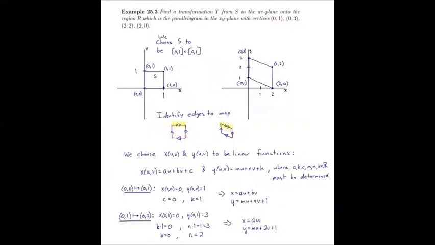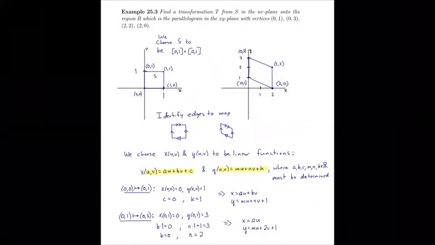We would prefer and hope to find a linear transformation for each of x and y. We want x and y to be linear functions of u and v. So in other words, no squares, no u times v, nothing like that, no cosine or exponential functions. So we want it to look something like this. That's what we hope to be able to get.